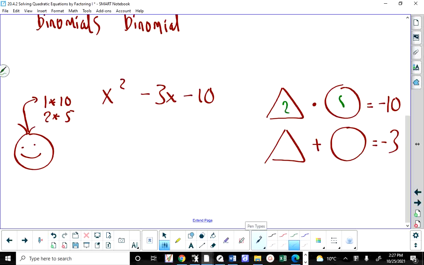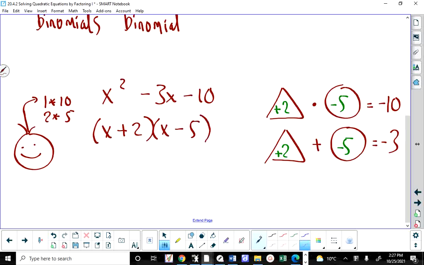There are 2 and 5. But they have to multiply to give negative, so one's negative. They have to add to give negative 3. Well, I guess the 5 is the negative one then, because if they're adding to give a negative, the larger of the two numbers is going to be negative. In other words, everybody, this factors into x plus 2, x minus 5.